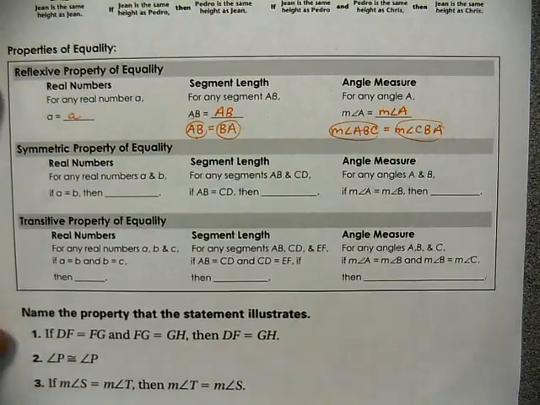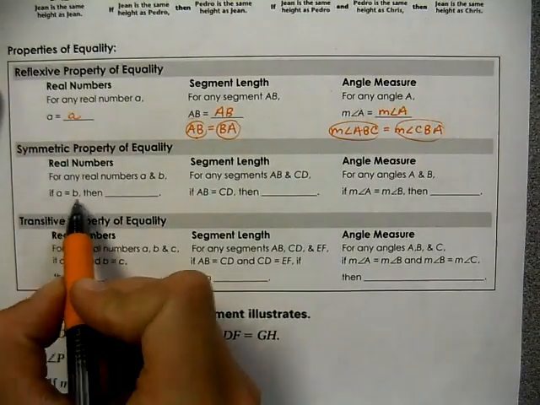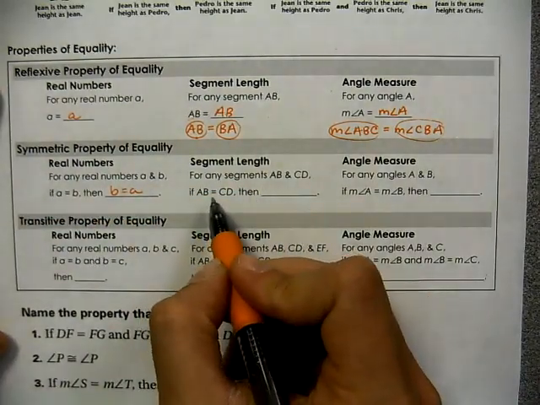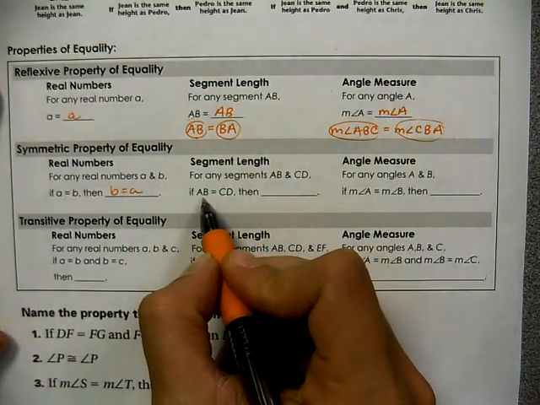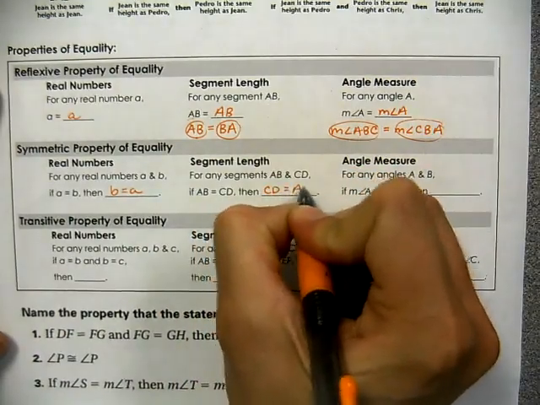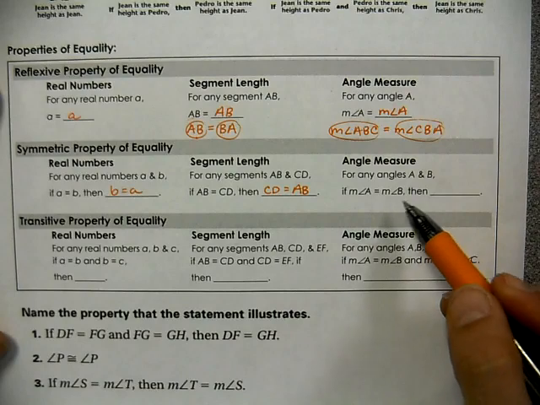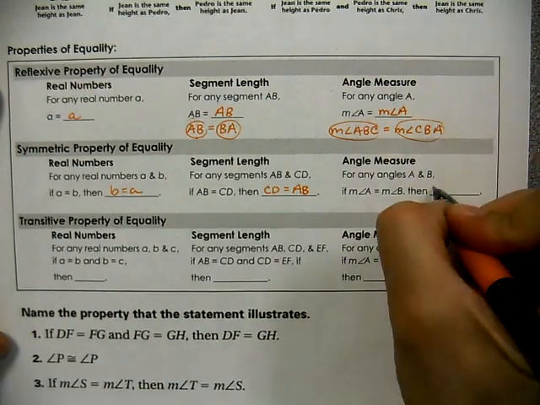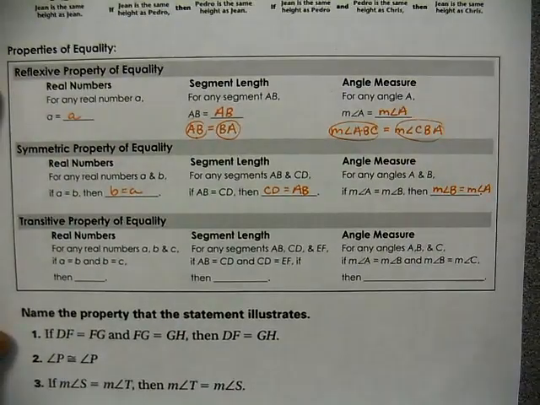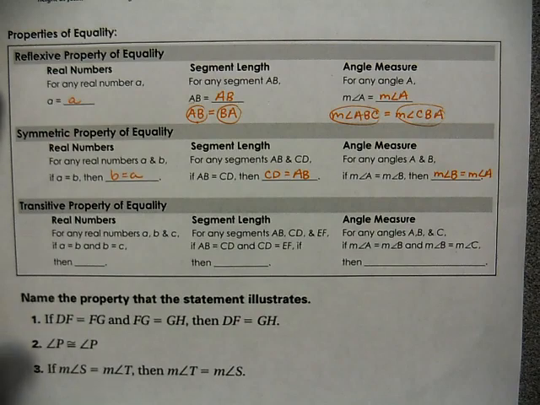Whereas when we get to symmetric property, it's a little bit different. If A equals B, then we would say B is equal to A. And here, if AB is equal to CD, if the length of segment AB is equal to the length of segment CD, then we would say CD would equal AB. And then finally over here, if the measure of angle A equals measure of angle B, then that must mean the measure of angle B is also equal to the measure of angle A. And these are things that you guys already know, but we now have to have a property, a name for why that's true. And finally, there's a transitive property.